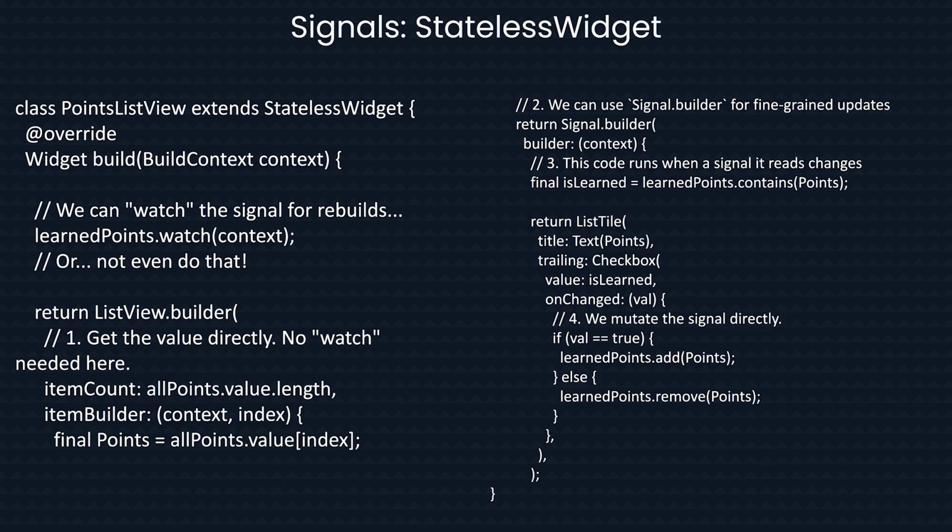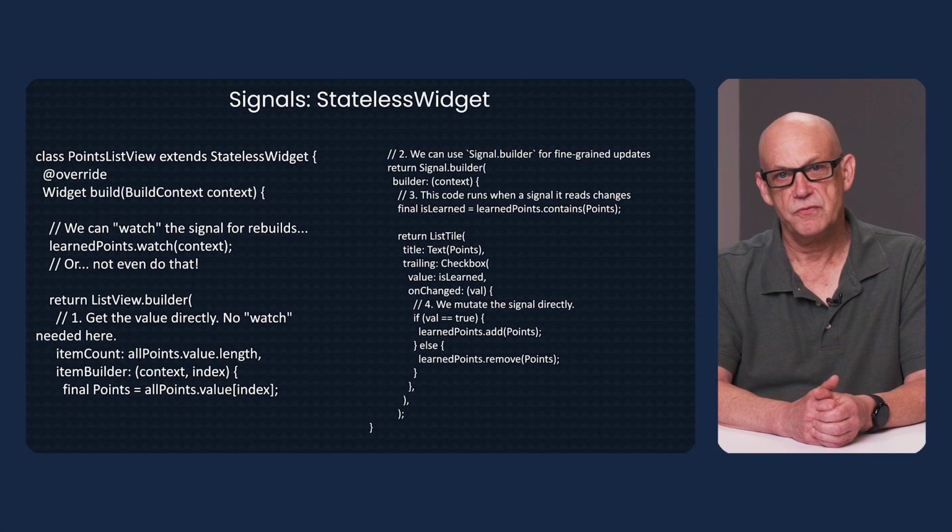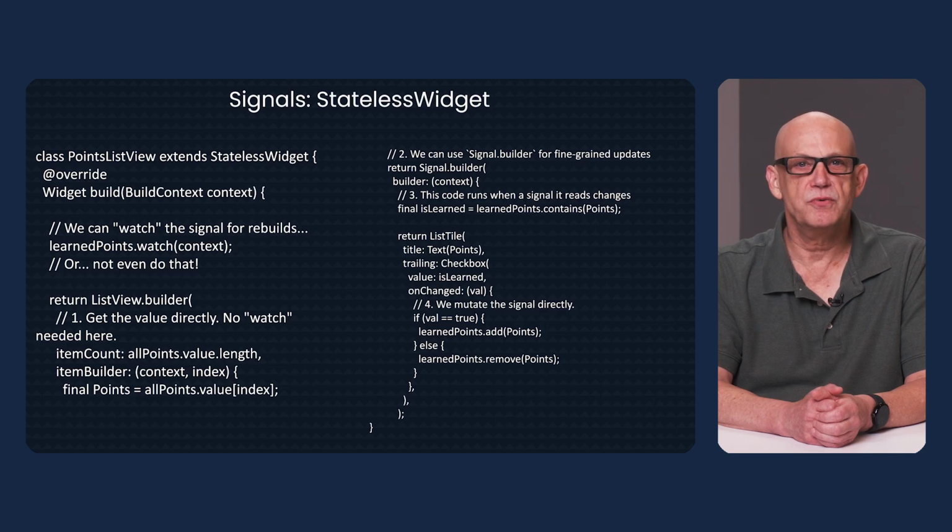First, my widget is just a stateless widget, no consumer widget anymore. Inside the list view builder, I'm wrapping my list tile in a signal builder. The signal builder automatically subscribes to any signal that is read inside of it. In this case, learn points.contains. When I click the checkbox, I call learn points.add or remove. This mutates the signal. The signal then notifies all its listeners. The only thing that rebuilds is the inside of that specific signal builder for that specific list tile. The list view itself doesn't rebuild. The points list view widget doesn't rebuild, just that one checkbox and title.